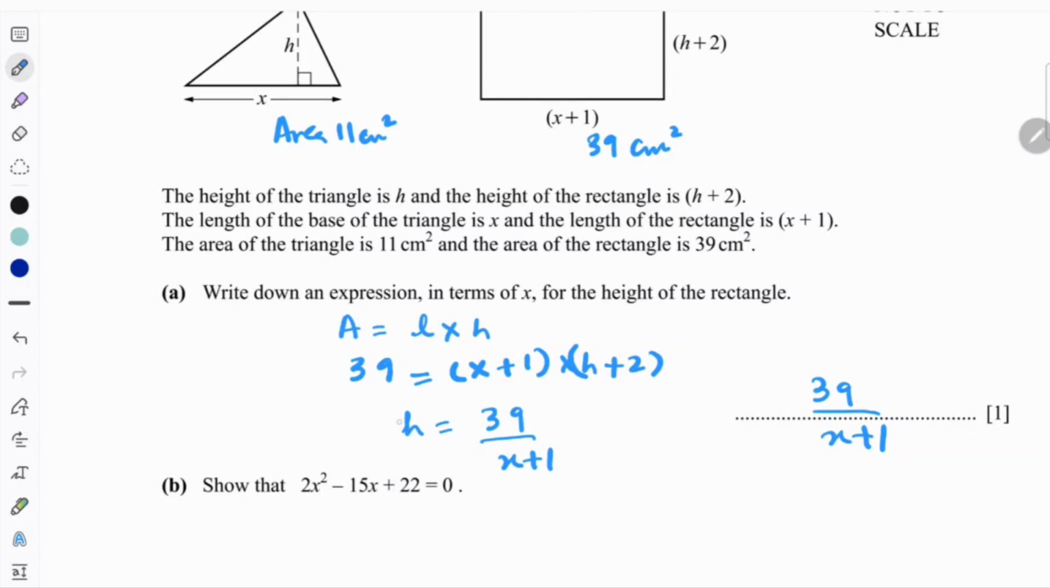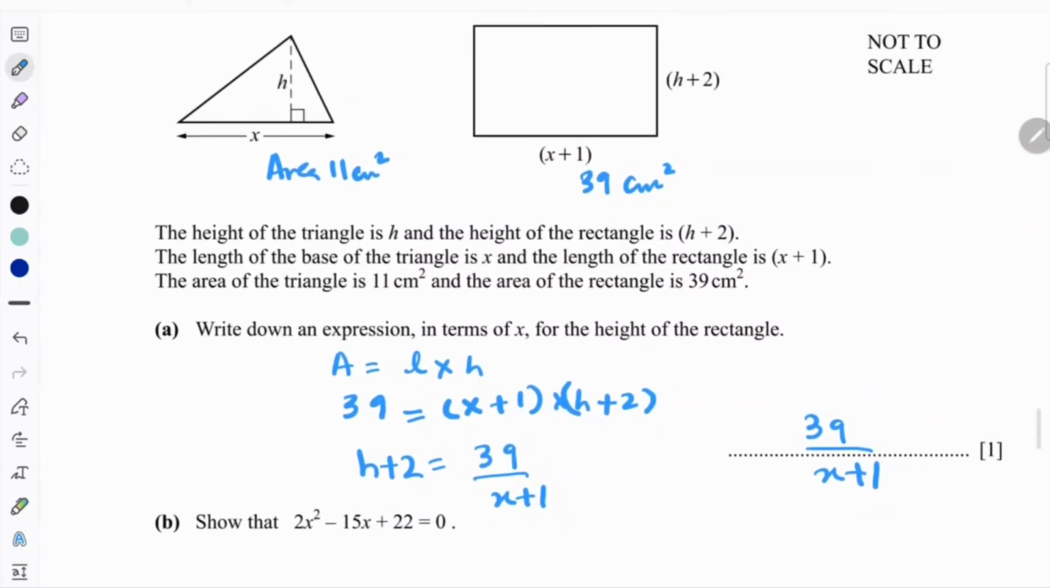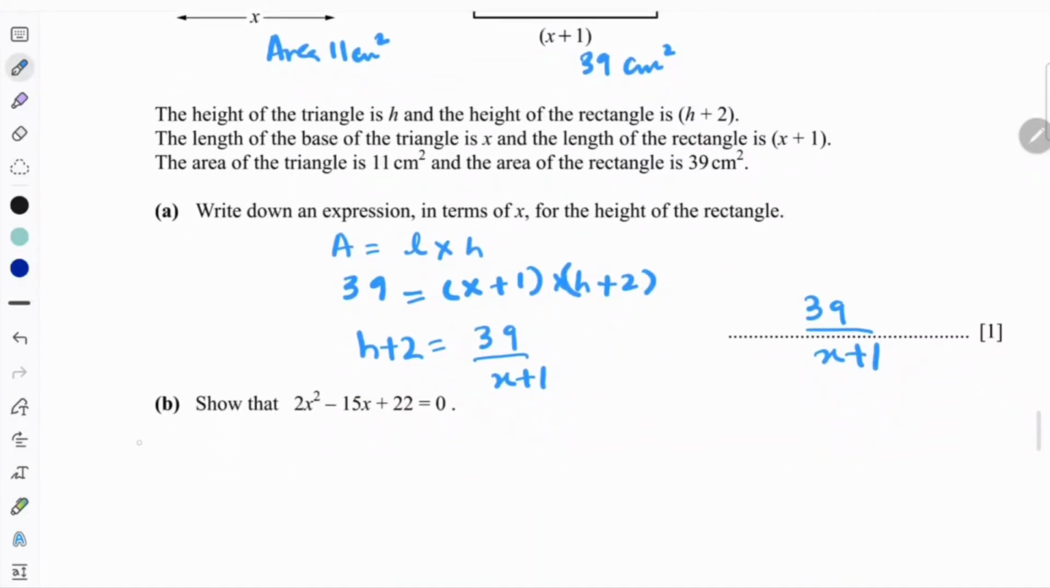So height is h plus 2, equals 39 upon x plus 1. Now we have to show 2x square minus 15x plus 22 equals 0. From the triangle we know that half base into height is equal to 11. Then height is equal to 2 times 11, which is 22 upon x, since x was multiplying.